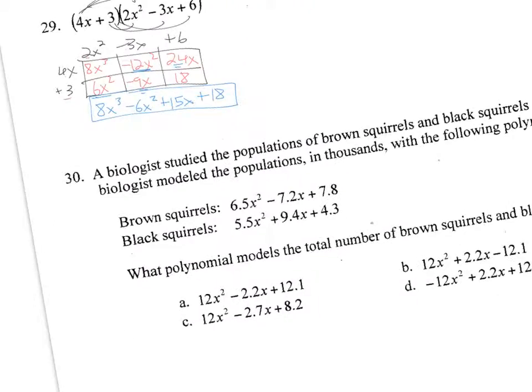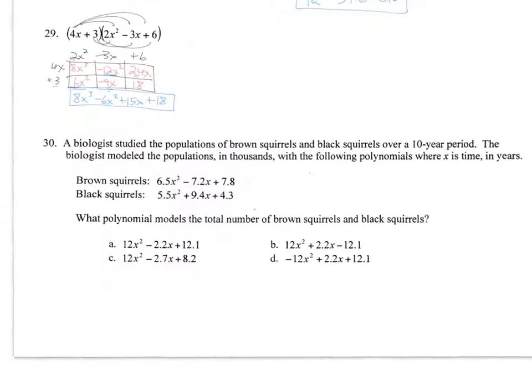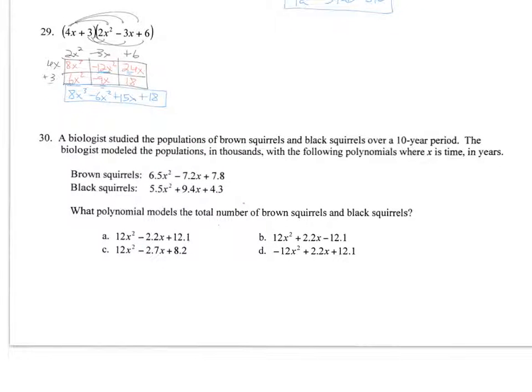30. Brown squirrels and black squirrels. Black squirrels, my favorite animal ever. Biologists modeled the populations in thousands, so that's a lot of squirrels, with the following polynomials, where x is time in years. So there's this many brown squirrels, and there's this many black squirrels. What polynomial models the total number of brown squirrels and black squirrels?